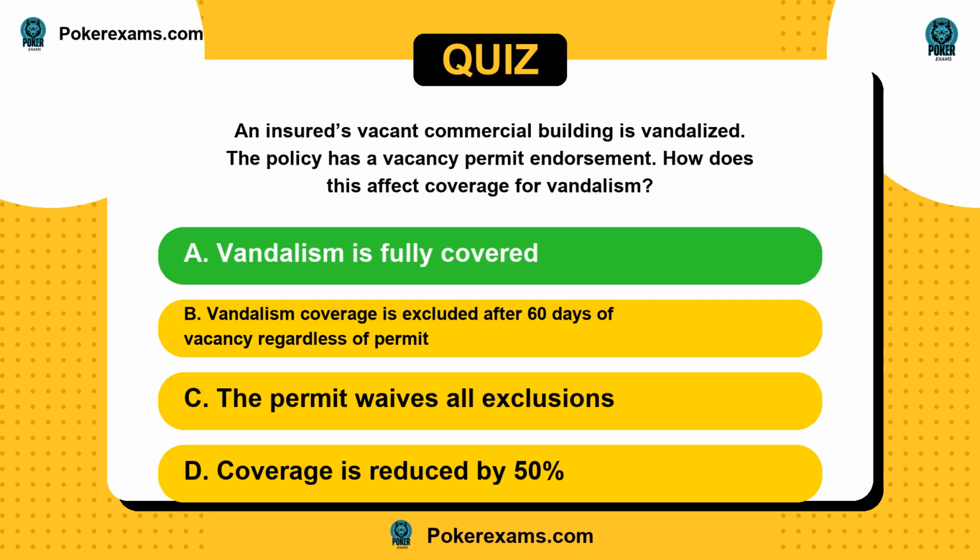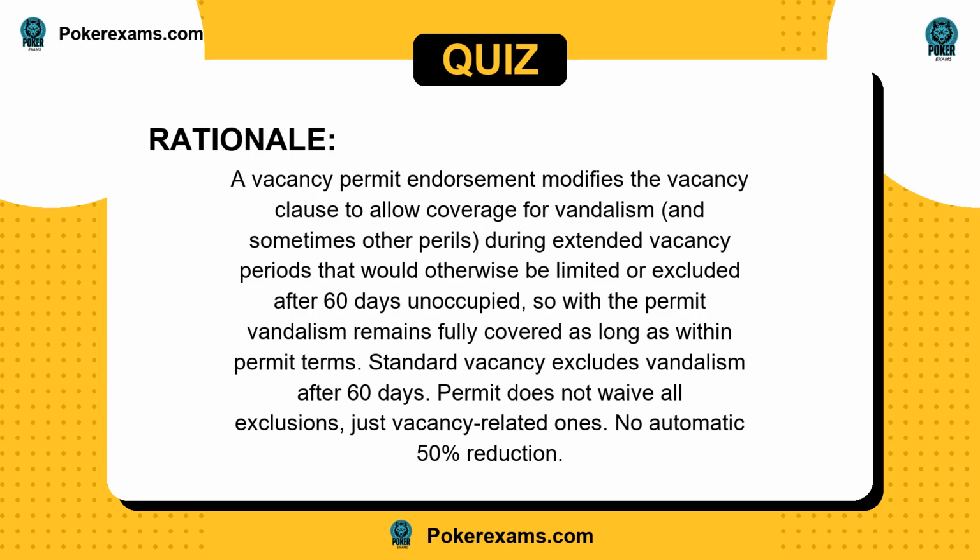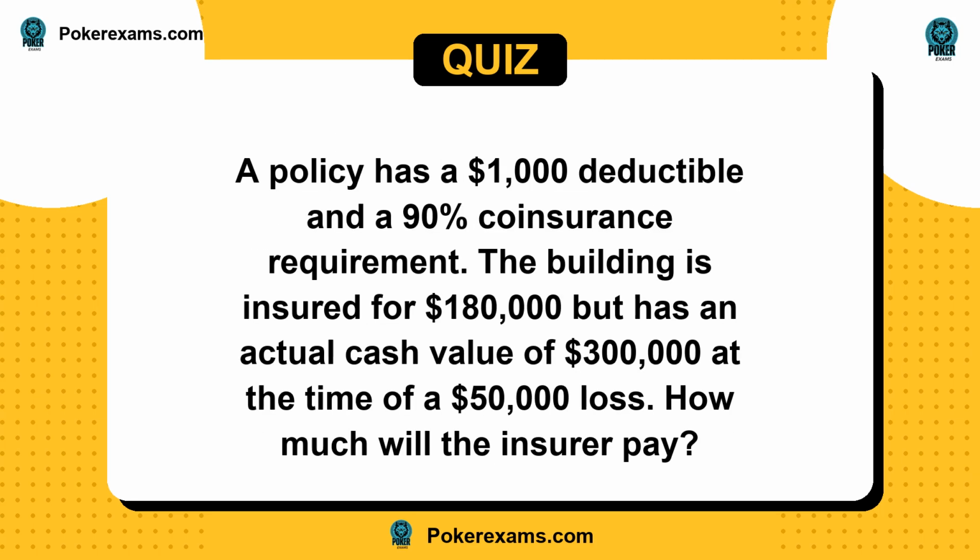The answer is A. A vacancy permit endorsement modifies the vacancy clause to allow coverage for vandalism and sometimes other perils during extended vacancy periods that would otherwise be limited or excluded after 60 days unoccupied. So with the permit, vandalism remains fully covered as long as within permit terms. Standard vacancy excludes vandalism after 60 days. Permit does not waive all exclusions, just vacancy-related ones. No automatic 50% reduction.